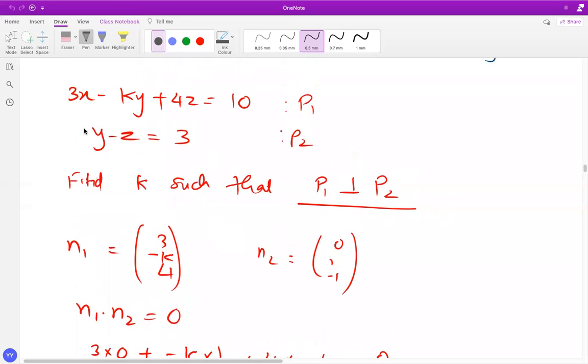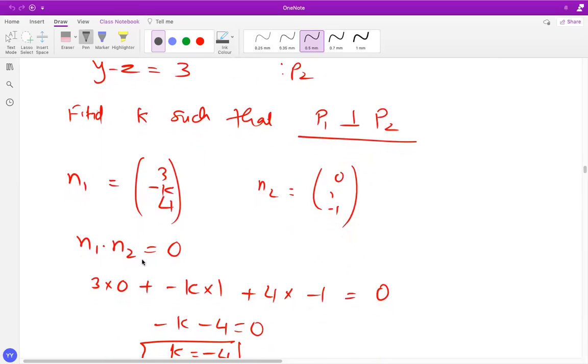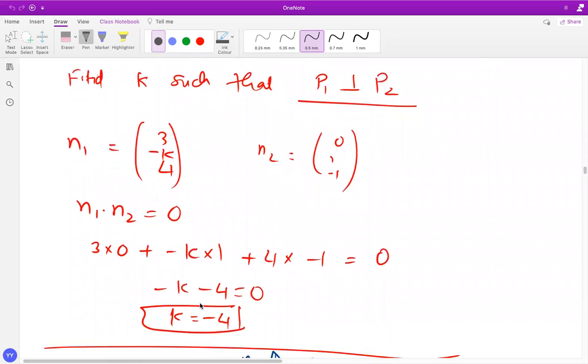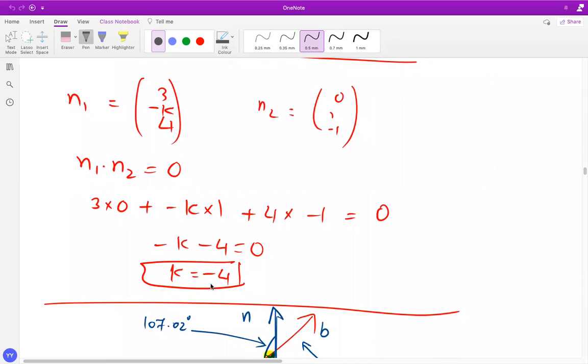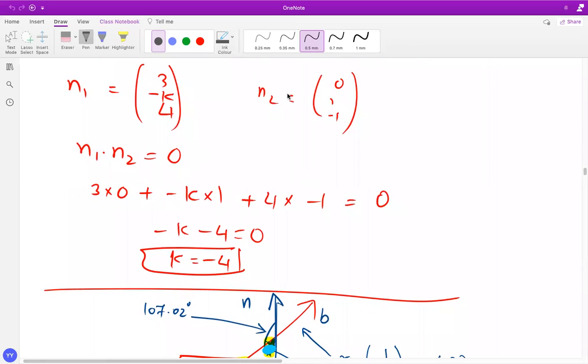Here is the example: 3k minus 4y plus 4z equals 10, and y minus z equals 3. If these two planes are perpendicular, find the missing value of k. As they are perpendicular, the dot product will be 0, so I get k as negative 4. That's how we do it. So these are the basic key concepts linked with parallel and perpendicular planes.